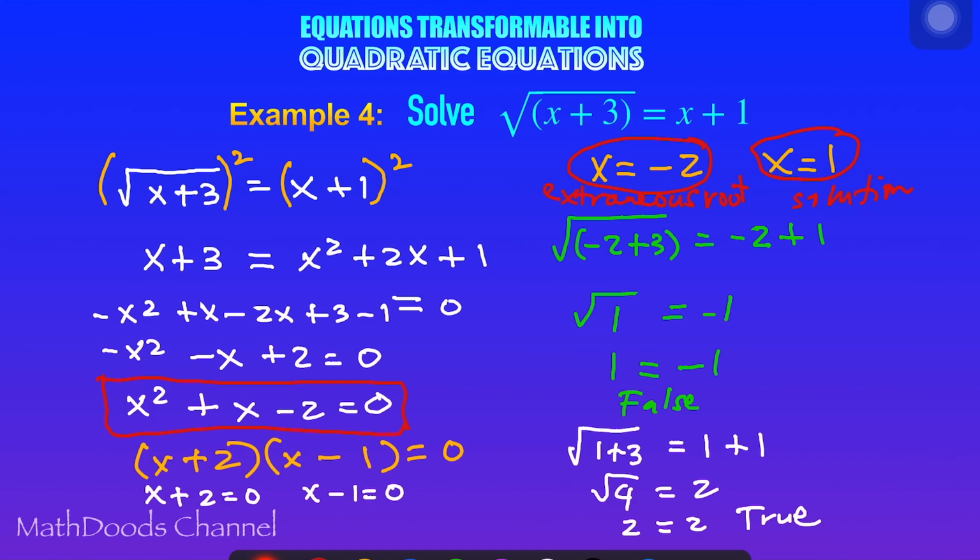So, ganun lang ang pagsosolve ng equations transformable into quadratic equations.